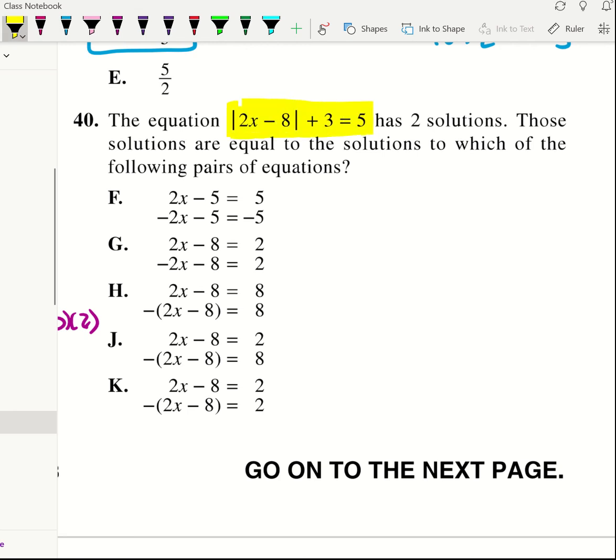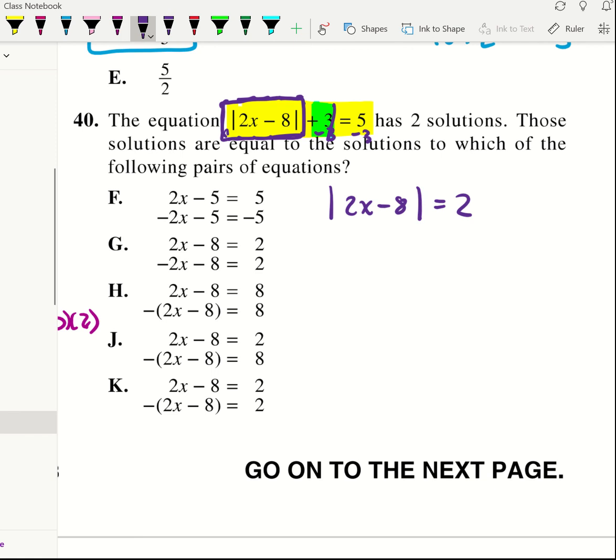A good process if you're trying to solve absolute value equations is to start by isolating the absolute value portion of your equation. So if you have some additional numbers outside of the absolute value, eliminate those first by using inverse operations. I'm going to cancel this plus 3 by subtracting 3 from both sides. And then I'll do a quick rewrite. The absolute value notation is still part of the problem.